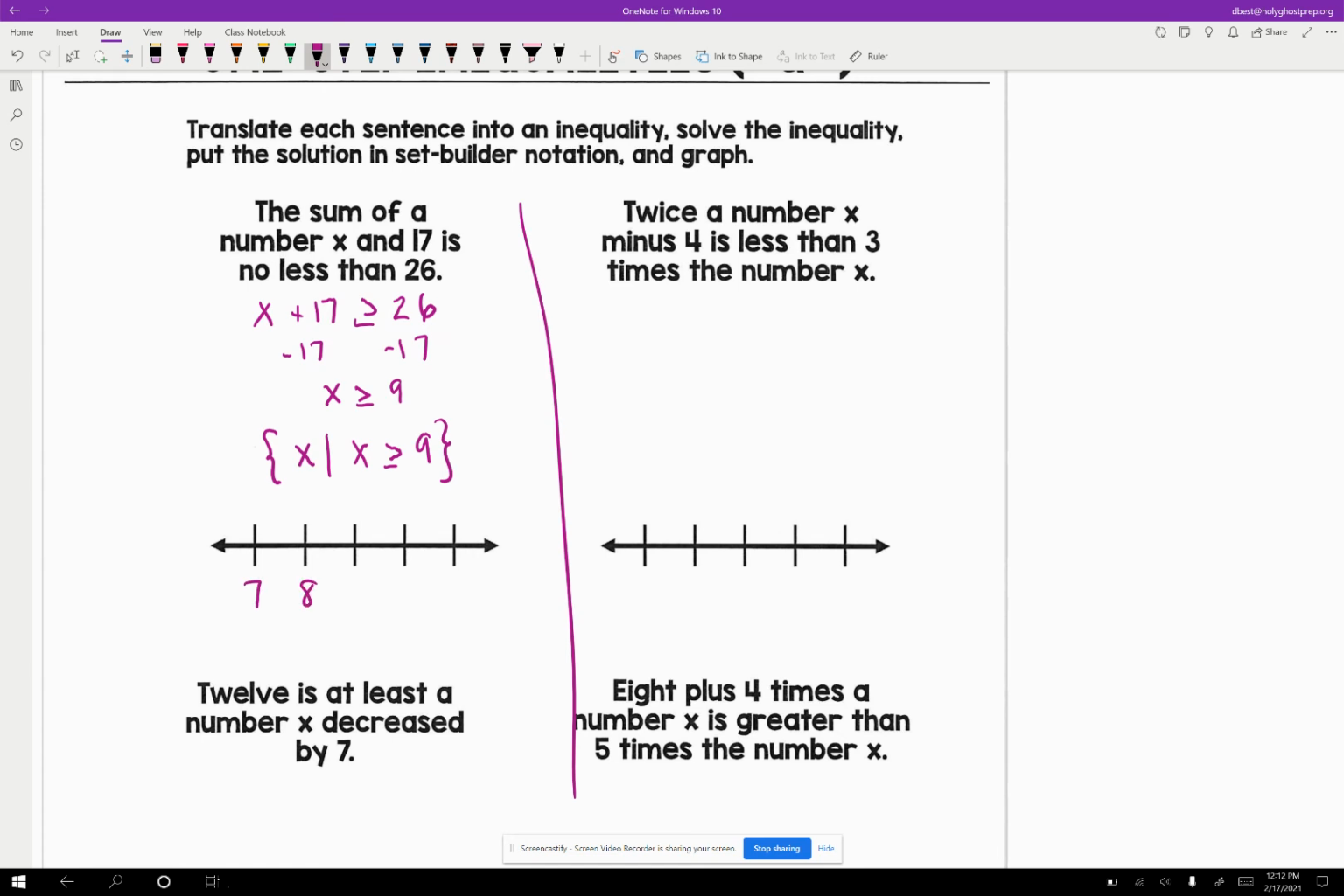I plotted 7, 8, 9, 10, and 11 on my number line. I have a solid circle at 9, and all the values that are bigger than 9 are to the right. So check how you did. Did you write your inequality correctly? Did you do the one step to solve and get x is greater than or equal to 9? Did you do the set builder notation? All right. Do you have a solid circle at 9?